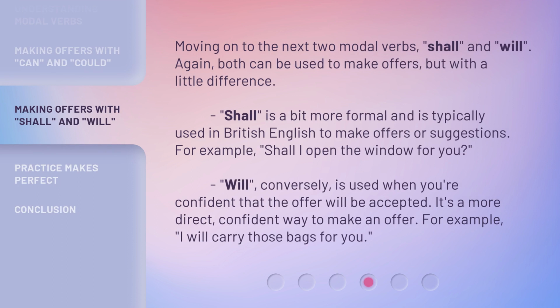Moving on to the next 2 modal verbs, shall and will. Again, both can be used to make offers, but with a little difference. Shall is a bit more formal and is typically used in British English to make offers or suggestions. For example, shall I open the window for you? Will, conversely, is used when you're confident that the offer will be accepted. It's a more direct, confident way to make an offer. For example, I will carry those bags for you.